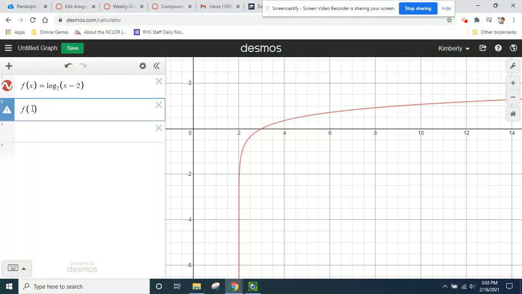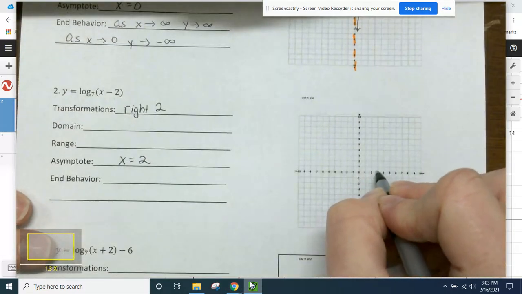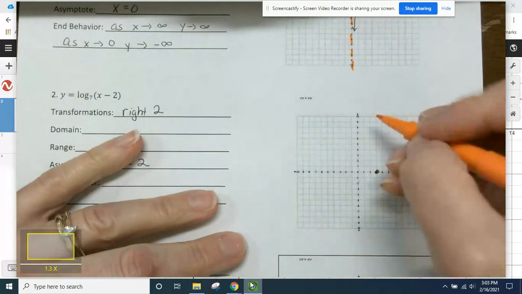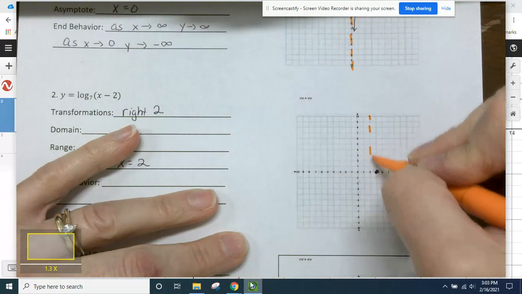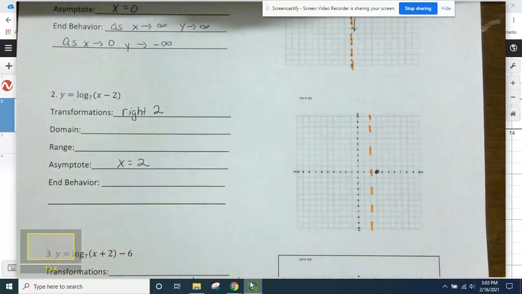Since I know I have to go past 2, let's try f of 3. At 3, I get 0. So I'm going to come over here and put 3, 0. That's this point. And while I'm here, I'm going to draw in that asymptote at x equals 2. So I know I'm approaching that line, but I'm not going to touch it.